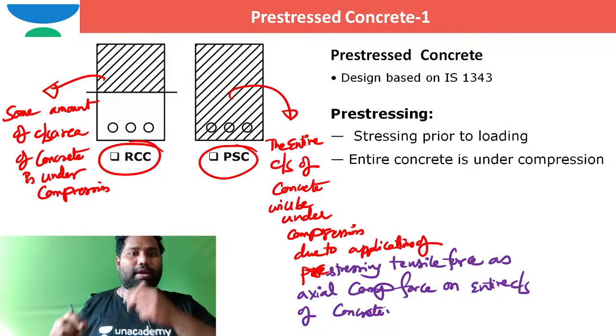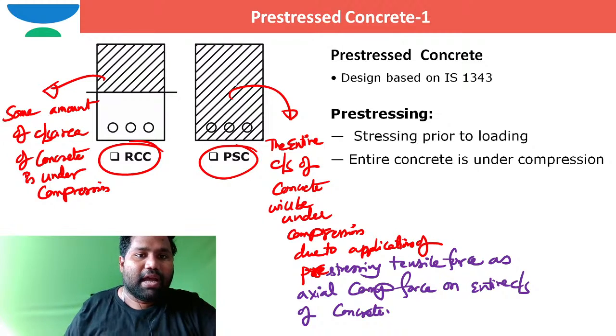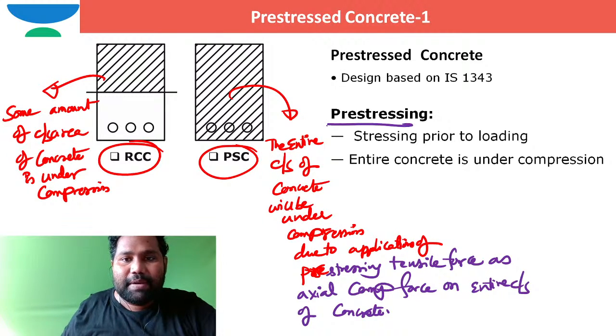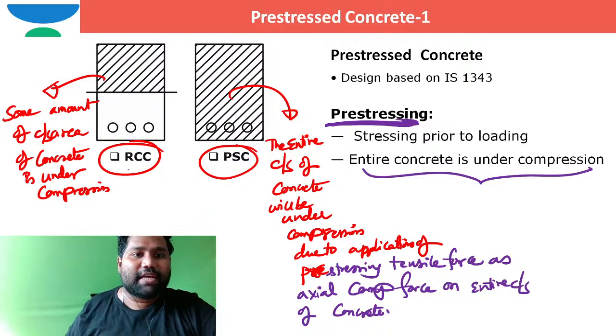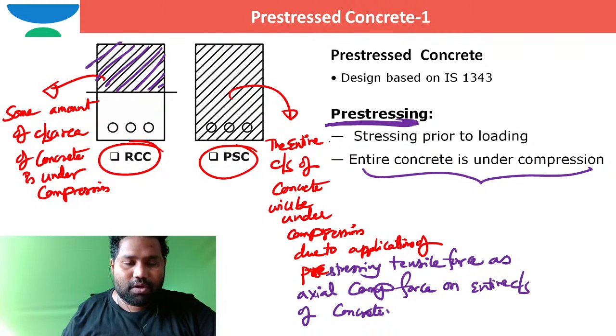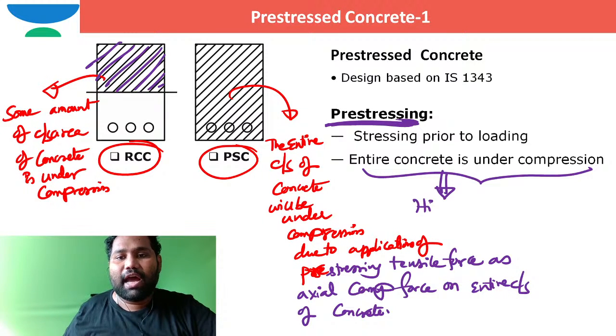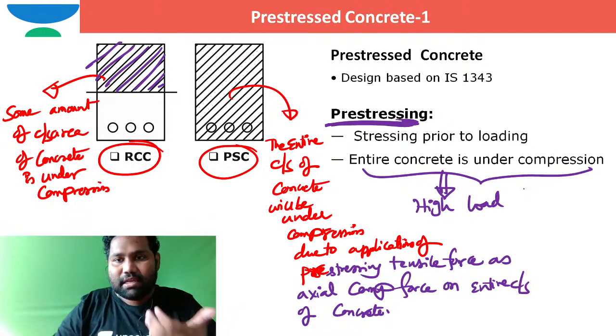So as more area of the concrete is under compression, I can say in case of pre-stressed concrete, entire concrete is under compression. Whereas in case of RCC, some area of the concrete is only under compression. Concrete which is under compression is good. So here in case of pre-stressed concrete, as entire concrete is under compression, I can say high load carrying capacity, because more area of the concrete is under compression, so the developing stresses will be less, right?